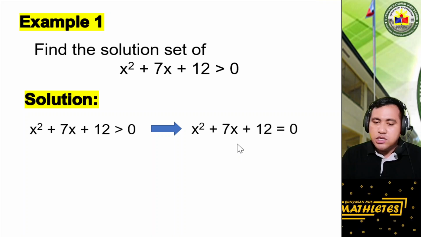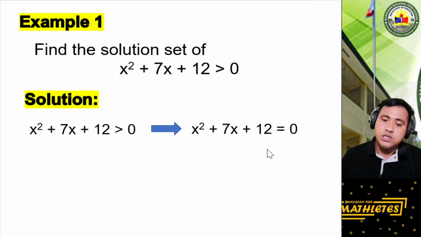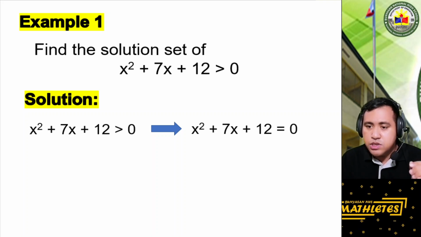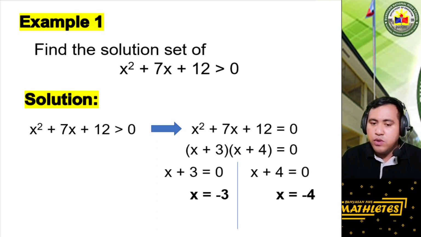Now, since we already have our quadratic equation, x squared plus 7x plus 12 equals 0, we can solve this in any method. There is no need to explain further because solving quadratic equations was already discussed in our previous video. Now, in this problem, we will use factoring.